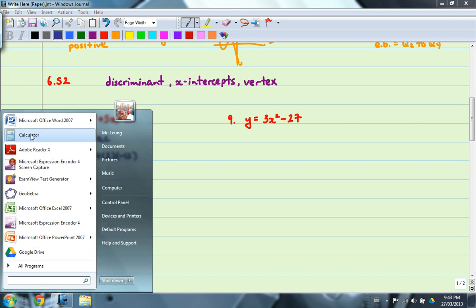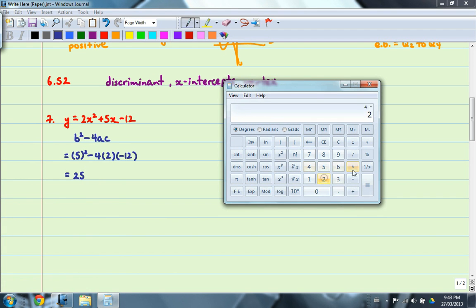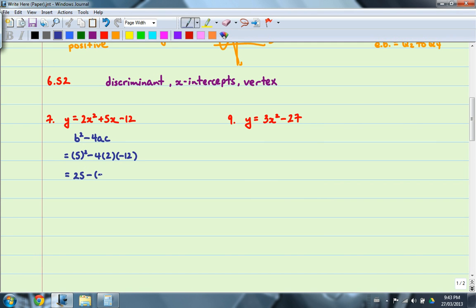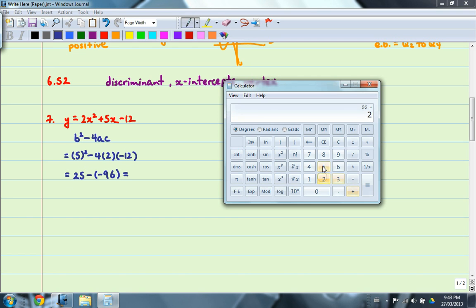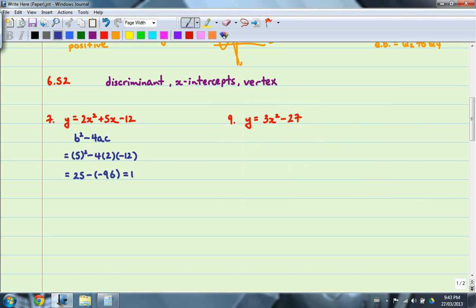Then let's find a calculator here. 4 times 2 times 12, 96. So this is going to be 25 minus negative 96. You also could have written this as 25 plus 96. Doesn't make a whole lot of difference because the end result either way is going to be equal to 121. So seeing as how that is greater than 0, we'll have 2 x-intercepts. That's a result of having a positive discriminant.